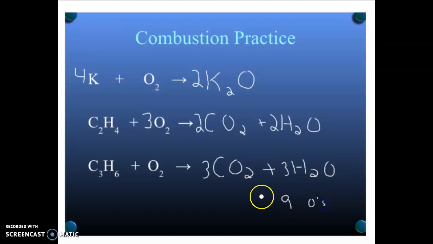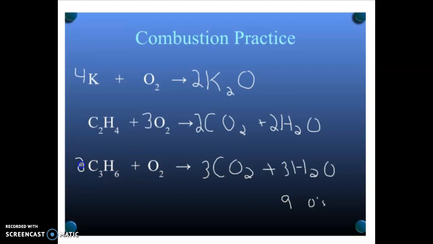Okay, so the problem with this one is we can't have an odd number of oxygens on the reactant side because of that 2. We can only have even numbers. So we can't put a coefficient 4.5 to give us 9, all right? So in that case, when we get an odd number of oxygens, then you go back and double everything.